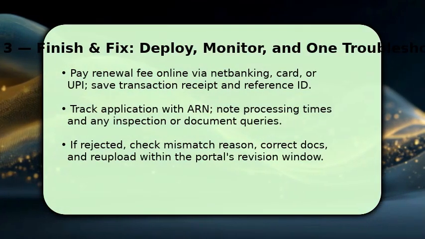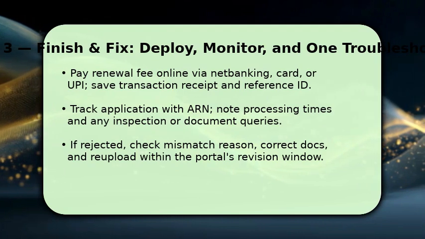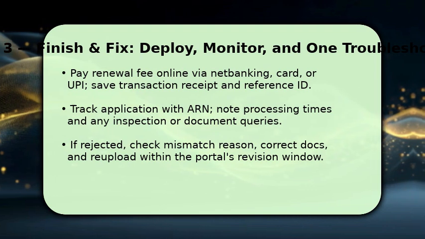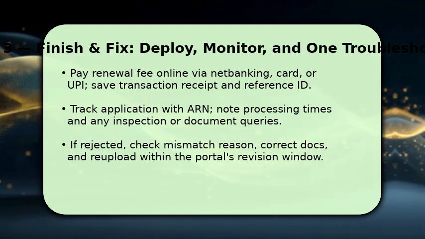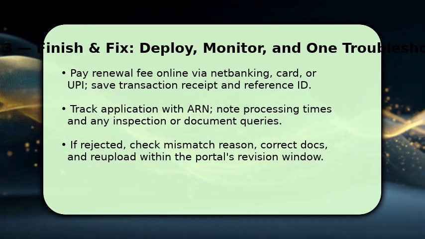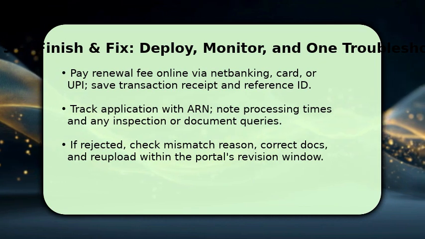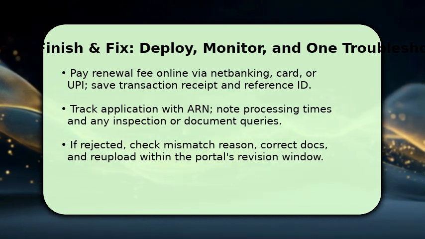You finish by making the online payment and saving the transaction receipt with the ARN or reference ID. Once paid, track your application status on the portal and watch for officer queries or inspection requests. Processing times vary. If approved, download the updated Gumasta license PDF and print a copy.